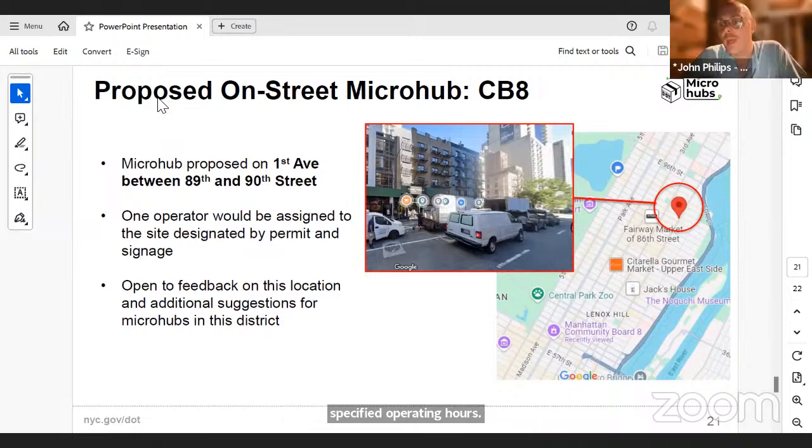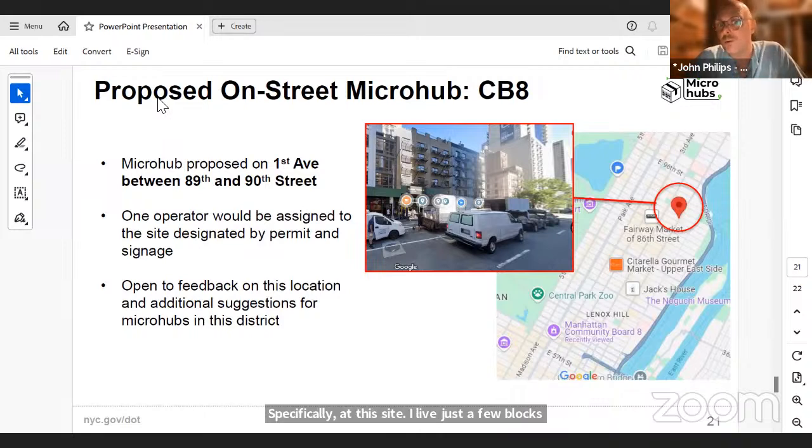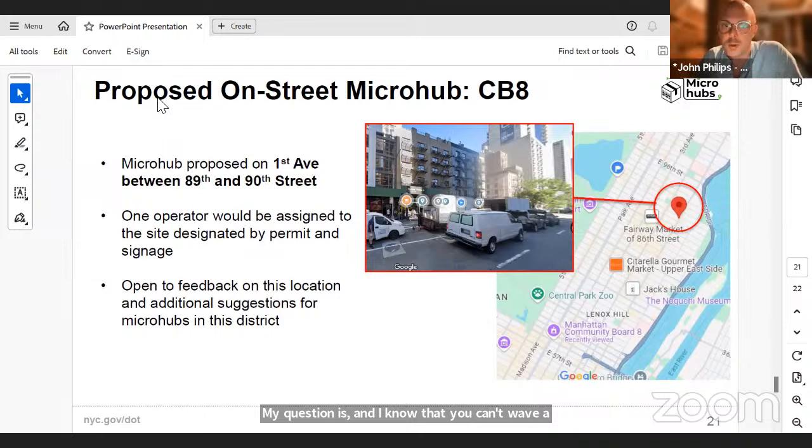Yeah. Okay. Secondarily, and I think Michelle brought this up, the enforcement of double and triple parked cars with the advent of bike lanes, additional bus lanes, and increased traffic in some cases or in some areas of the city. Specifically at this site, I live just a few blocks from here. And on 2nd Avenue, during certain points in the day, I could literally see triple parked cars on this street. My question is, and I know that you can't wave a wand and fix all these things, New York is New York.